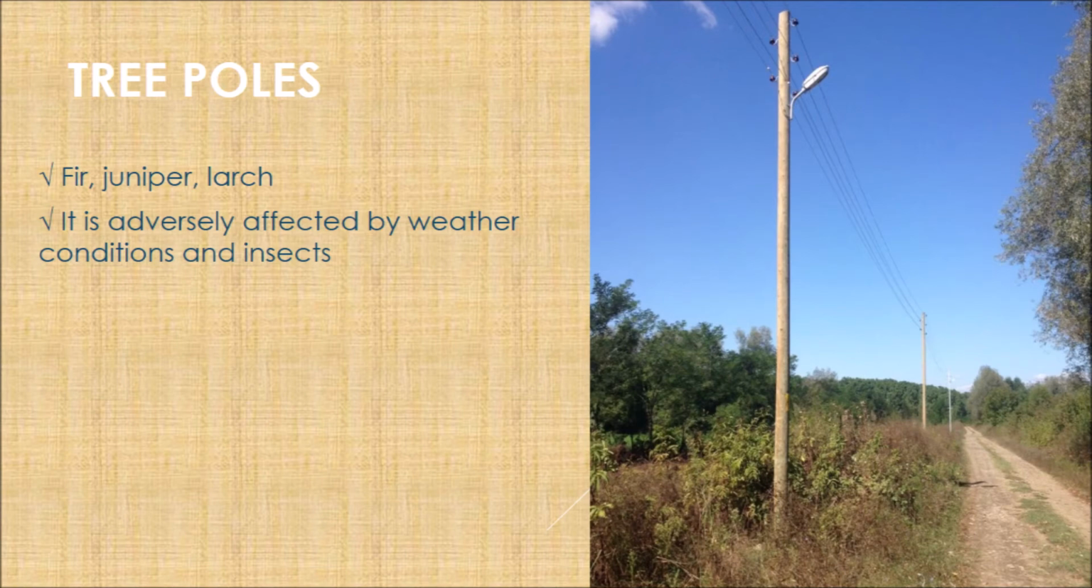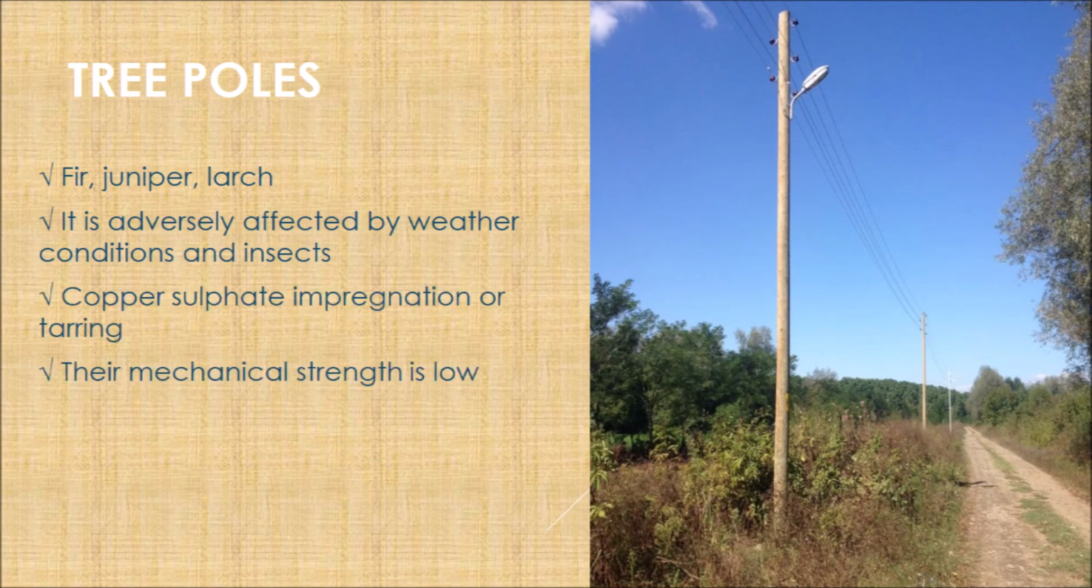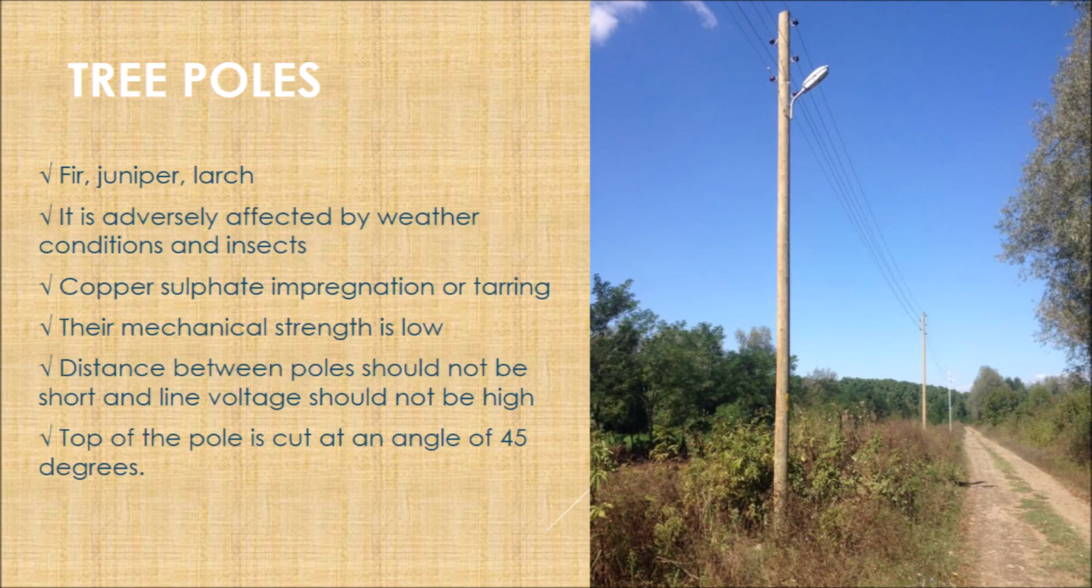Wooden poles. Since they are adversely affected by weather conditions and insects, they are subject to copper sulfate impregnation or tarring process. Their mechanical strength is low. For this reason, the distance between the poles should be short and the voltage of the line should not be high. In order to partially prevent rain and snow waters from damaging the pole, the top of the pole is cut at a 45-degree angle.